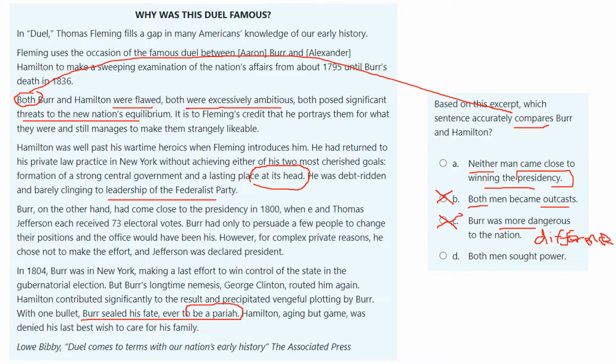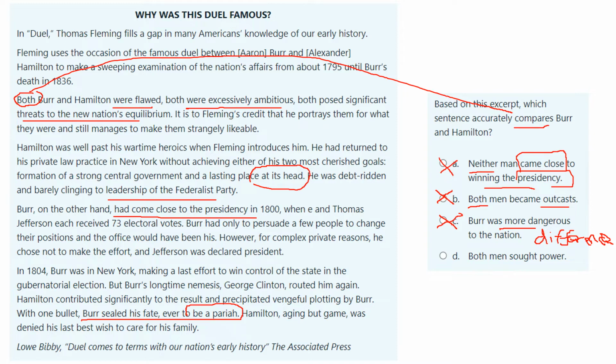Burr, on the other hand, had come close to the presidency in 1800, when he and Thomas Jefferson each received 73 electoral votes. Burr had only to persuade a few people to change their position, and the office would have been his. However, for complex private reasons, he chose not to make the effort. So Burr almost became president. So Burr did come close to being president.